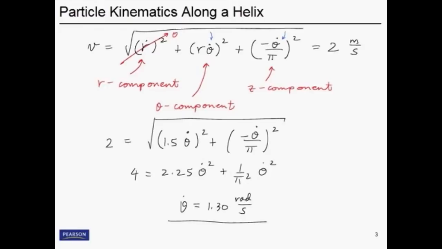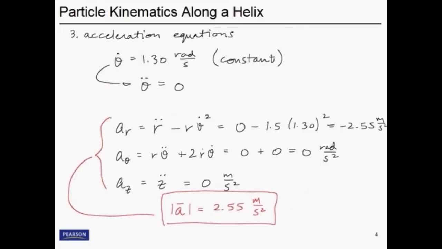And we were able to solve for that angular velocity that was asked for in the problem statement by relating it back to the constant speed that the boy is traveling. Once we knew that, we were able to go on to the acceleration equations, and several of the acceleration components fell out of the equation. They turned out to be 0, and the magnitude of the acceleration just turned out to be 2.55 meters per second squared.